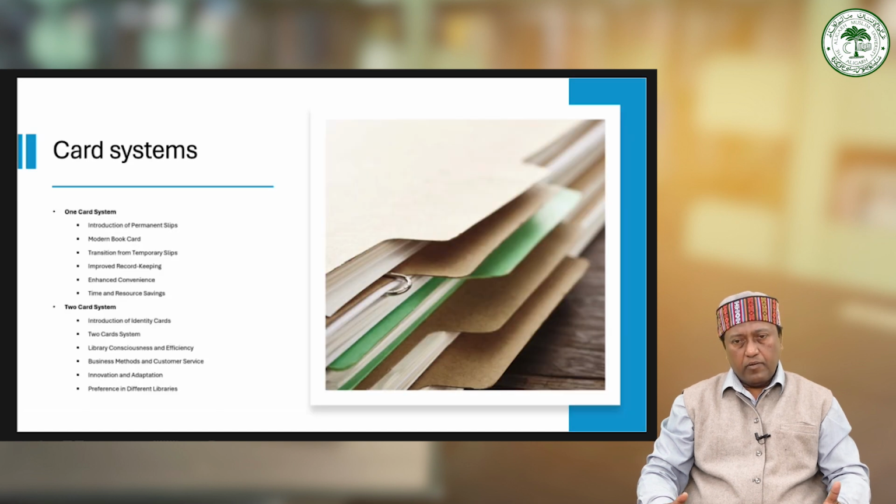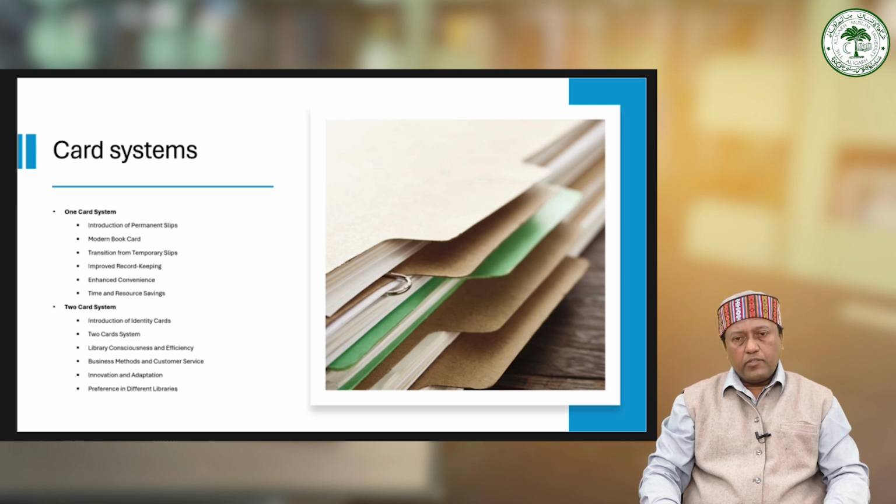As a pattern, the number of users started growing in the library. The system evolved, and when the system evolved, it was not feasible with the register system. Then a new system came up that was called the card system. We started using cards, so initially we started with one card. The evolution of the library circulation system led to the development of the one card system, basically. And this represented a significant improvement over the earlier methods, such as the dummy system or the temporary slip system.